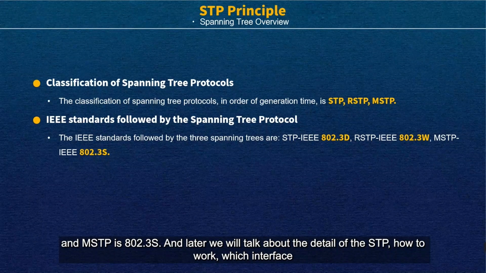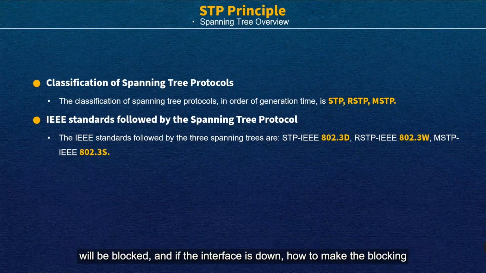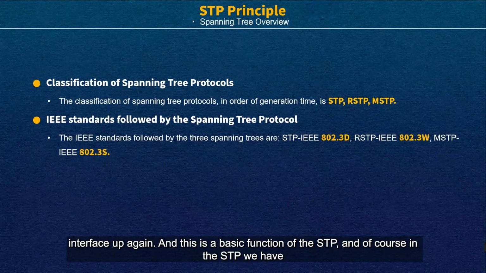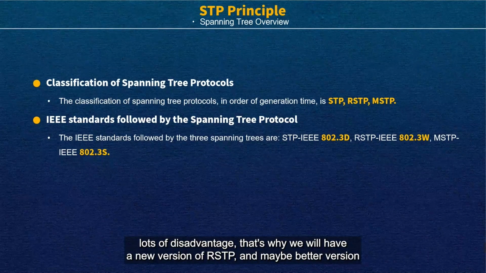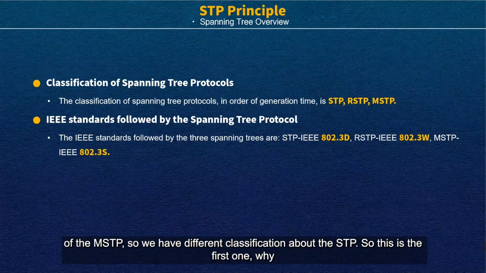And later we will talk about the details of STP: how it works, which interface can be blocked, and if the active interface is down, how to make the blocked interface up again. This is the basic function of STP. And of course, STP has lots of disadvantages. That's why we have the new version RSTP and maybe the better version MSTP. So we have different classifications of STP.